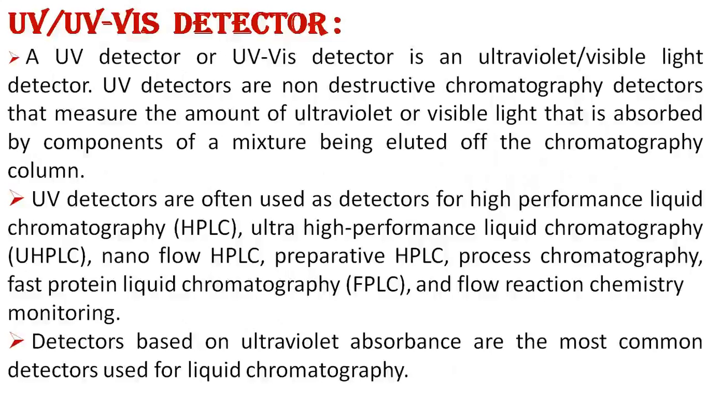Now, next, the ultraviolet or visible light detector. UV detectors are non-destructive chromatography detectors that measure the amount of ultraviolet or visible light that is absorbed by components of a mixture being eluted off a chromatography column. UV detectors are often used as a detector for high performance liquid chromatography, HPLC, ultra high performance liquid chromatography, UPLC, UHPLC, nano flow HPLC, preparative HPLC, process chromatography, fast protein liquid chromatography, FPLC, and flow reaction chemistry. Detectors based on ultraviolet absorption are the most common detectors used for liquid chromatography.